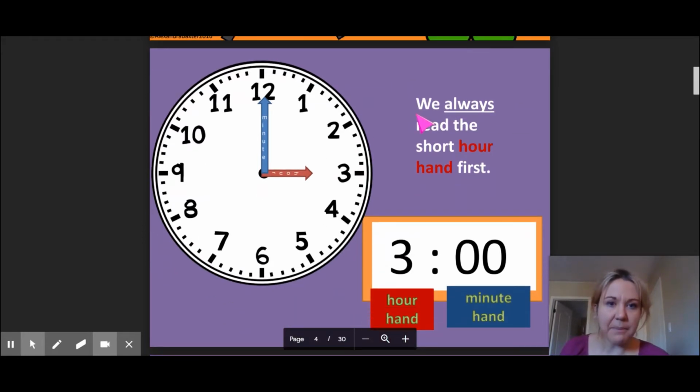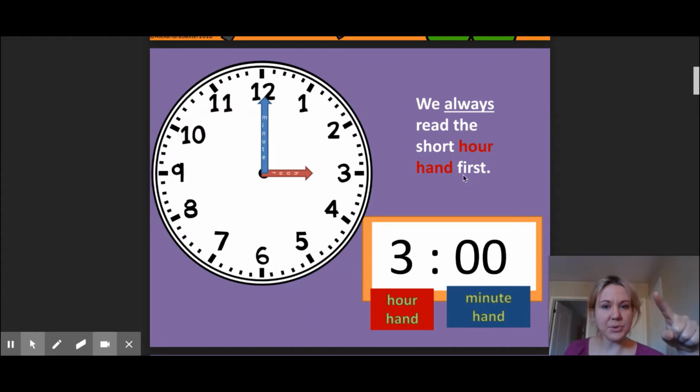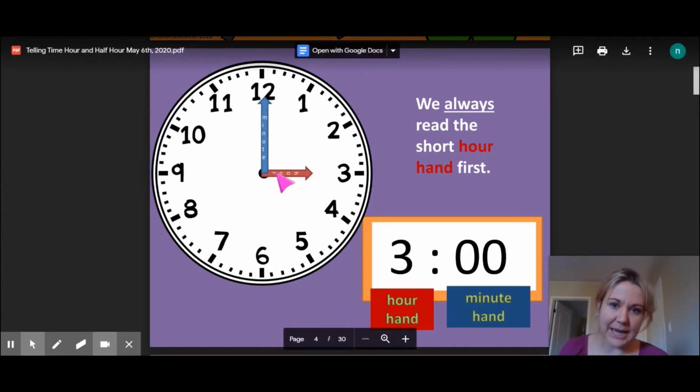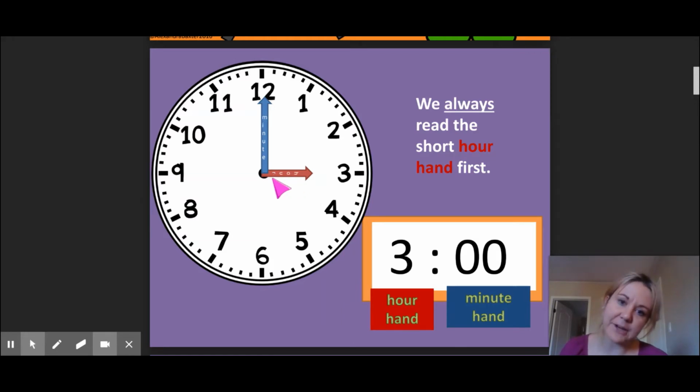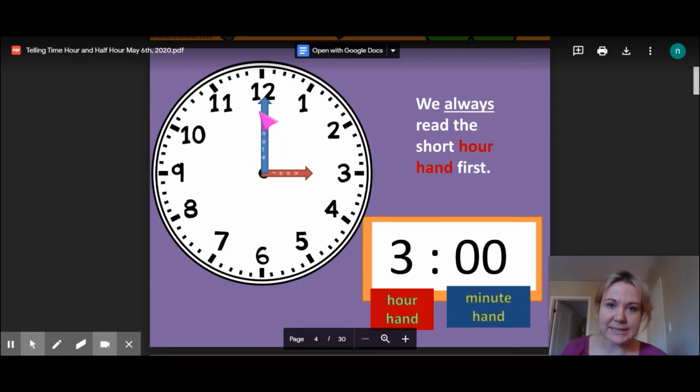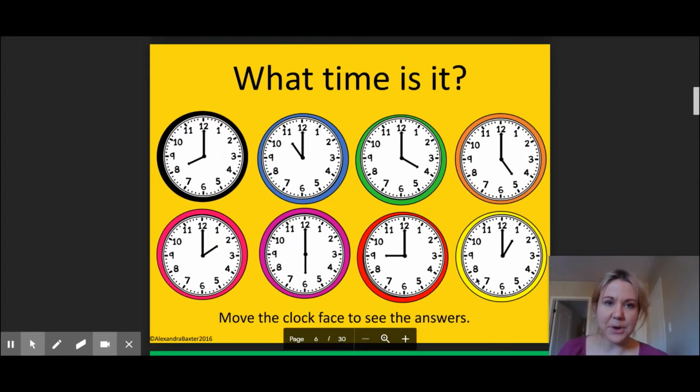When telling time, we always read the short hour hand first. So can you point on your screen to the short hour hand? That's right. Short hour hand is right here. So we read that first, and it's pointed at the 3, so it's 3 o'clock. Okay, 3 o'clock. And the minute hand is at the 12. So 3 o'clock. Let's do some practice together.